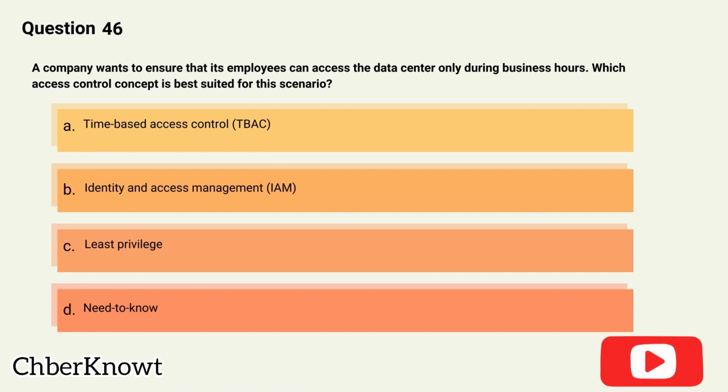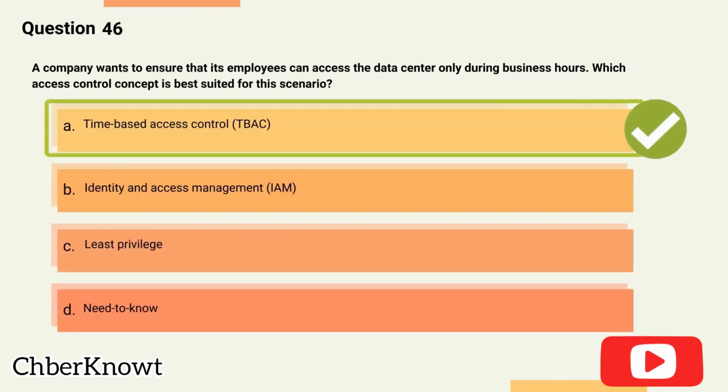Option A. Time-based access control, TBSC. Option B. Identity and access management, IAM. Option C. Least privilege. Option D. Need to know. The correct answer is option A.